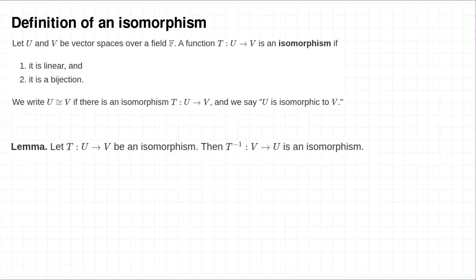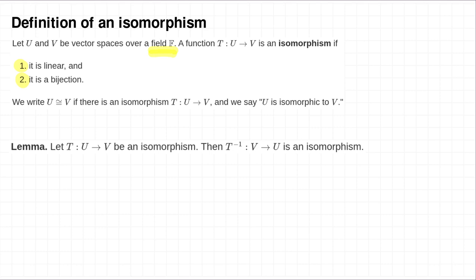Here's the definition of a vector space isomorphism. If you have two vector spaces, U and V, over the same field, F, it must be the same field, then a function T from U to V is called an isomorphism if it has the following two properties. It must be a linear map, linear function, and it must be a bijection, so one-to-one and onto.